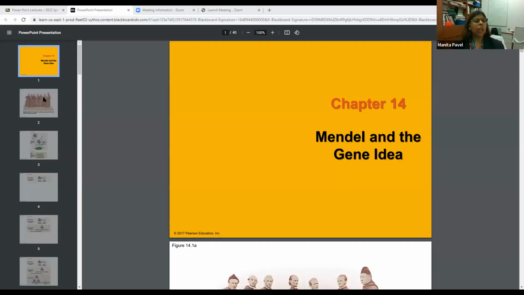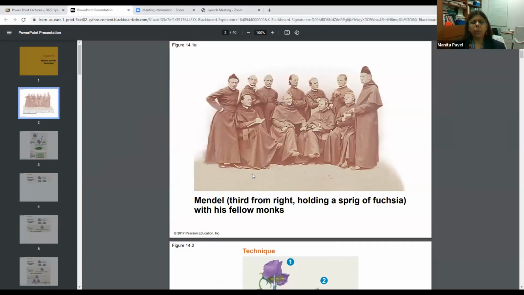Hello students, so we are going to talk about chapter 14, Mendel and the gene idea. So we want to know, who is Gregor Mendel? Gregor Mendel is called the father of genetics.